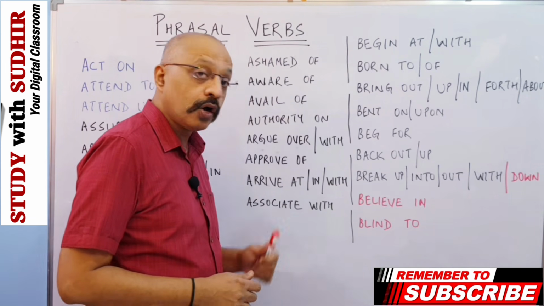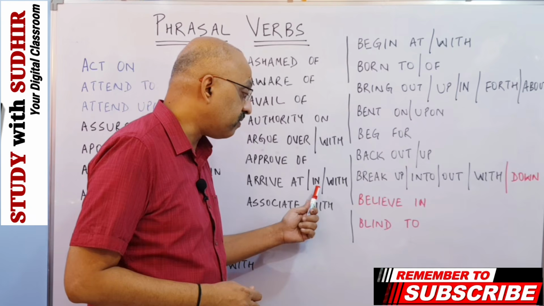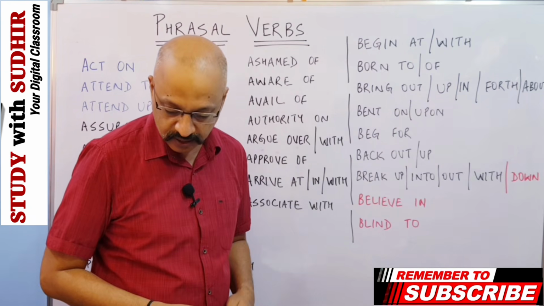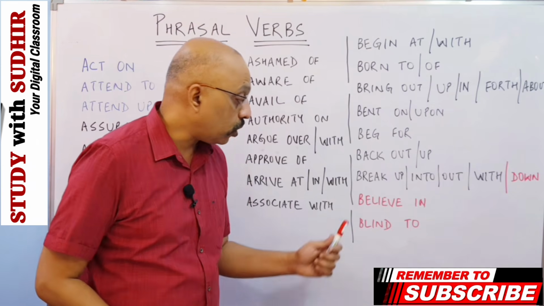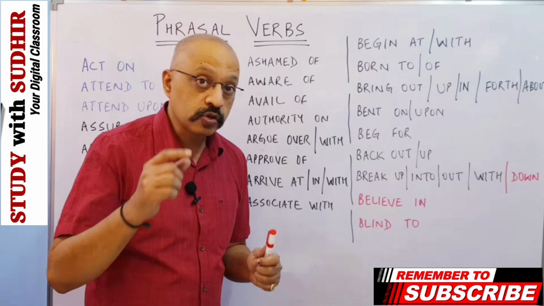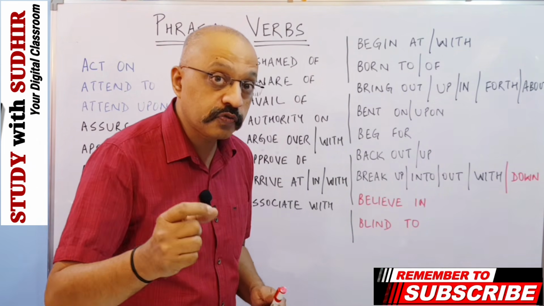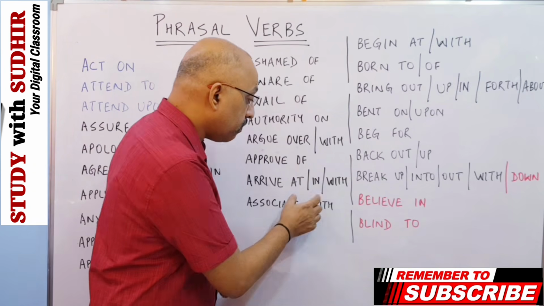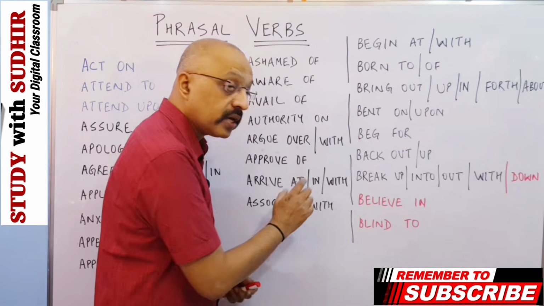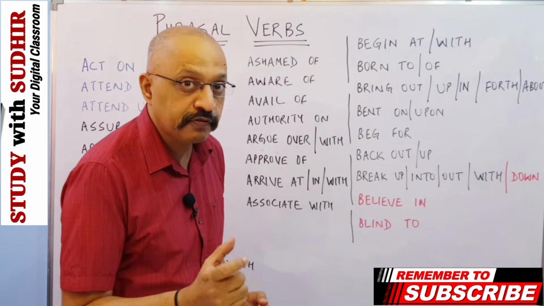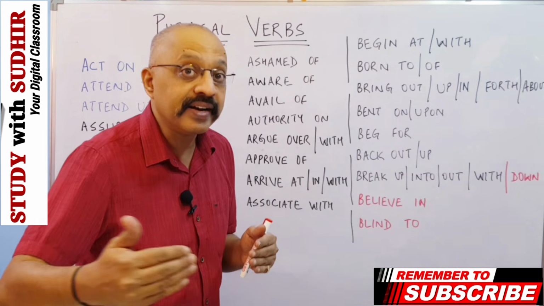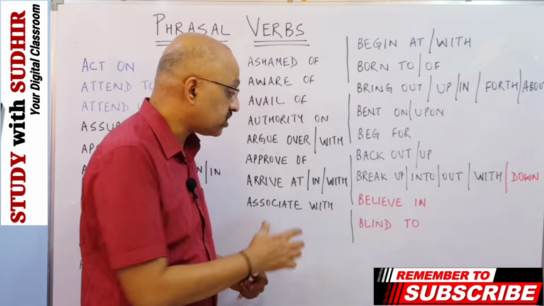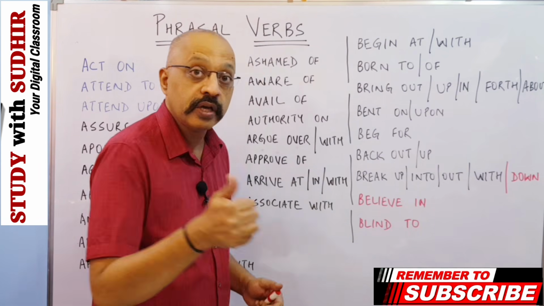He arrived at the auditorium in a fancy car. He arrived in style in a fancy car. He arrived with his heroine. The hero arrived with his heroine. So the word arrived is being used with three different prepositions, each one of them talking about the same event but giving a slightly different meaning. So you need to be very conscious about where you are using what.